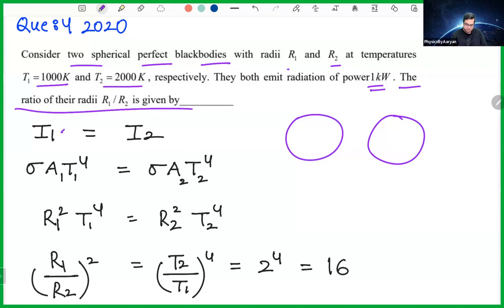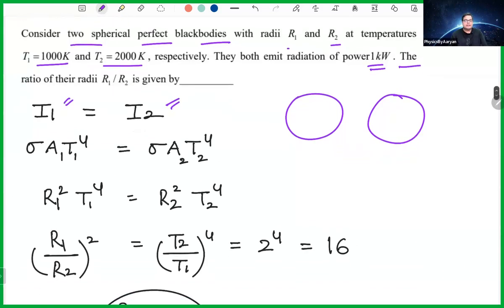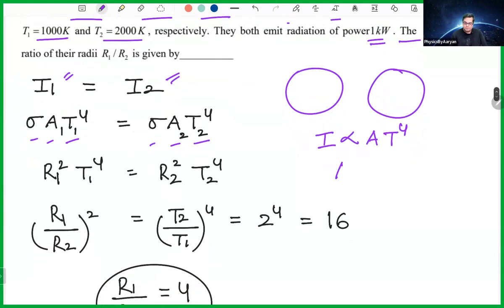So I will just make the intensity of both of them the same. The intensity formula is: intensity depends upon area and temperature to the power 4. So sigma into area 1 into temperature 1 to the power 4, equals sigma into area 2 into temperature 2 to the power 4. Sigma cancels. You know area depends upon 4 pi r square, so it depends upon radius square. So here you will see r1 square and T1 to the power 4, and here r2 square and T2 to the power 4.